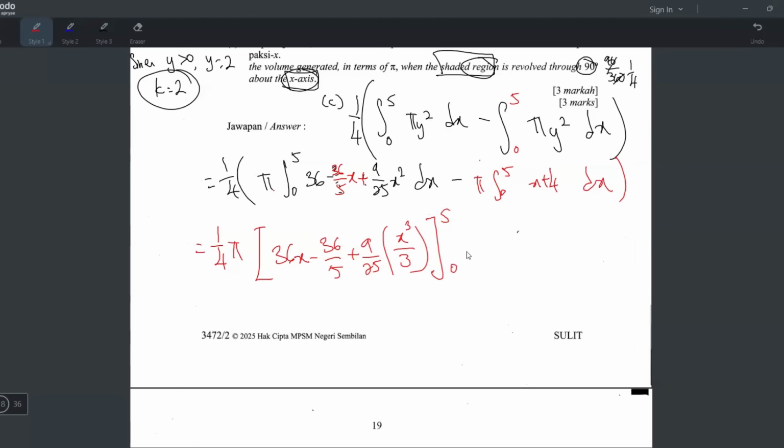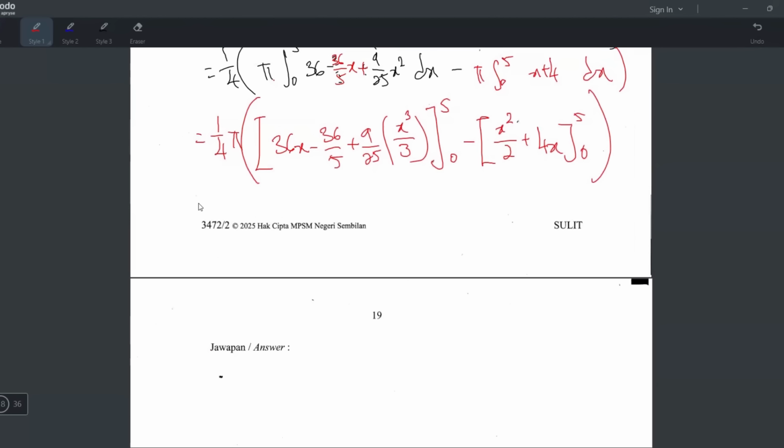Okay. And then minus, okay, this one also integrate, right? Integrate this one. It will be, integrate x will be x squared over 2. And then integrate 4 is 4x. And then close bracket 5, 0. Okay, okay, let's bracket this thing. Okay, so the 1 over 4 pi stay there.